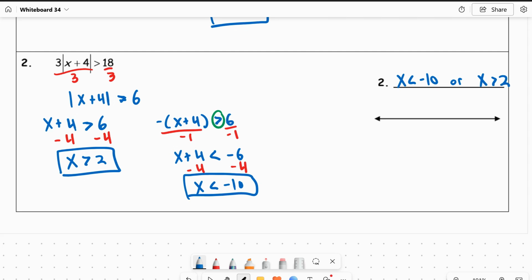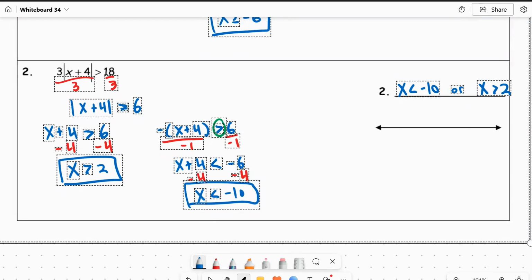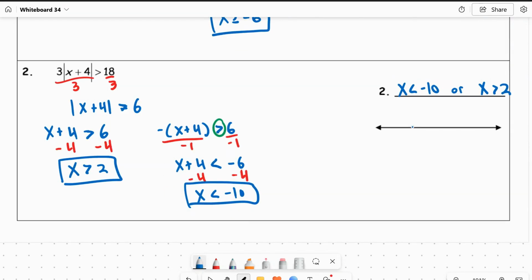I can go ahead and graph that. So I've got negative 10 and I've got positive 2. Both will have an open circle. Positive 2 is shaded to the right and negative 10 is shaded to the left.